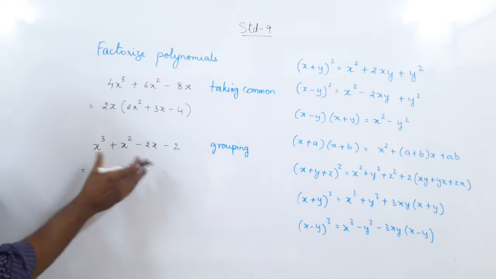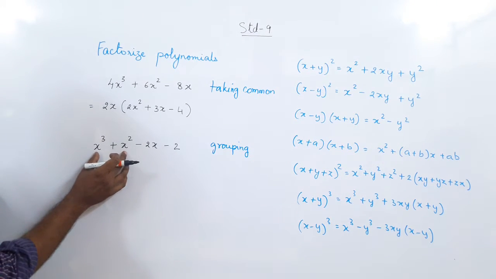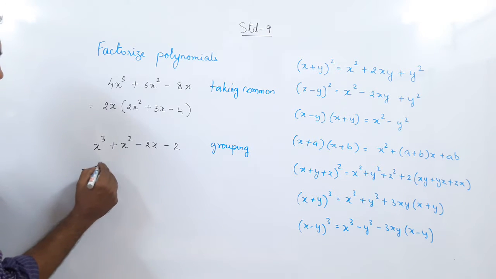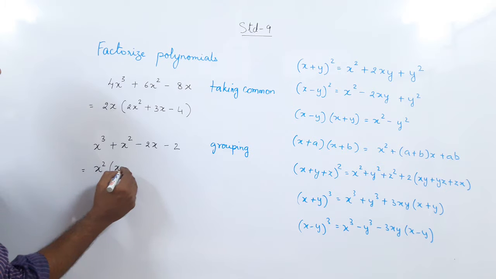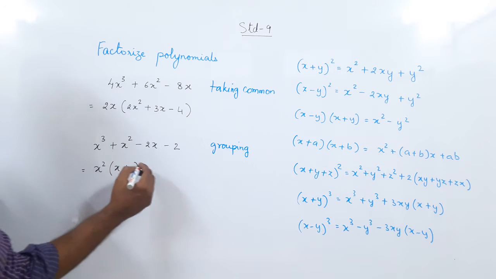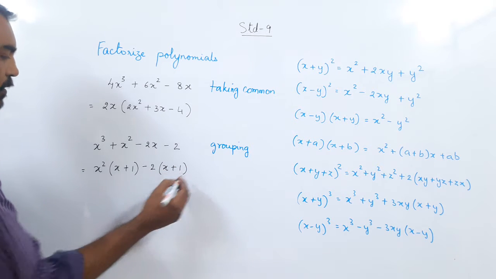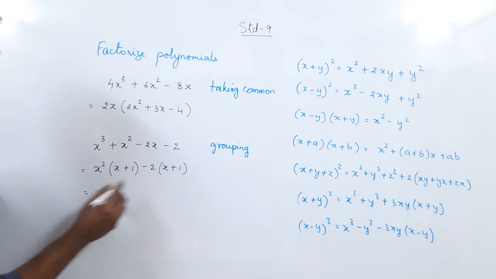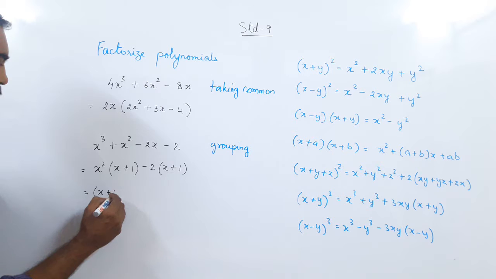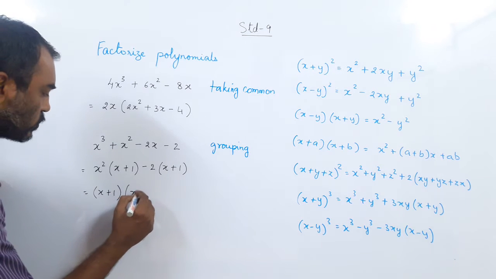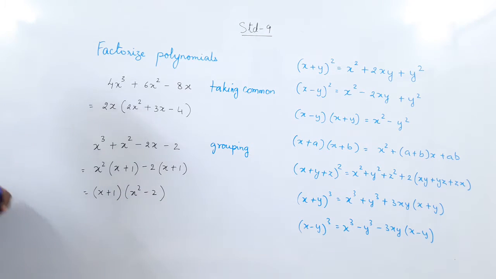So we rearrange, this is already arranged. In these two terms, what do we have common? The smaller power is x square. So if I take x square common, I get x plus 1. Here if I take minus 2 common, I get x plus 1. So in both cases, I get x plus 1 common. x plus 1 common. So what remains? x square minus 2.